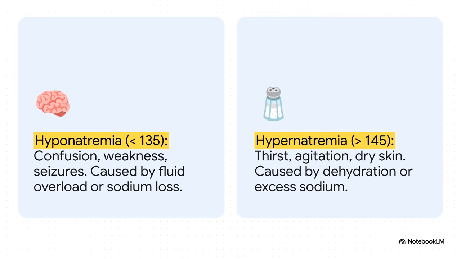Okay, here's a huge tip. When you think sodium, I want you to immediately think brain. With low sodium, hyponatremia, fluid shifts into the brain cells. They start to swell, and that leads to confusion and even seizures. With high sodium, hypernatremia, the brain cells get dehydrated, causing agitation and that classic intense thirst. Just remember, sodium changes mean neuro changes.